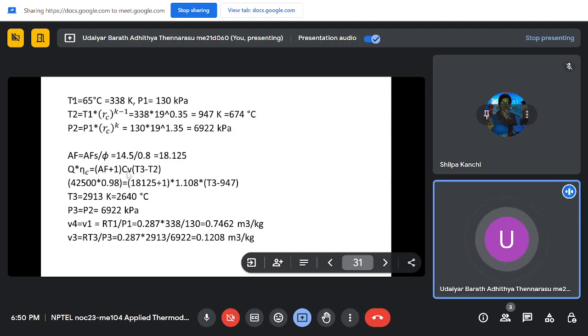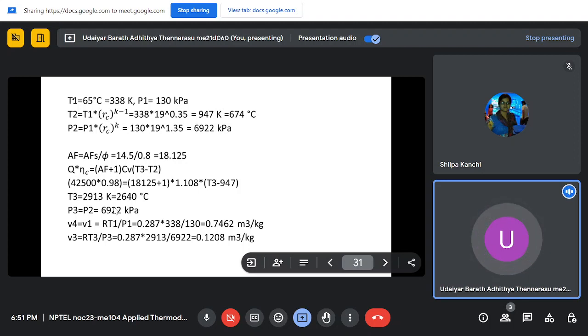So T3 minus T2, which is happening at, sorry, this should be constant pressure Cp, not Cv, because this is the diesel cycle, which happens at constant pressure. So AF plus 1 times Cp times T3 minus T2. I substituted the calorific value 42,500 into 0.98, the air fuel ratio we calculated, 18.125 plus 1, into Cp value 1.108, and we have calculated T2. Substituting, we can calculate the temperature at state 3. It comes out to be 2640 degrees Celsius, and we know the pressure is constant, so P2 equals P3, which is 6922 kilopascal.